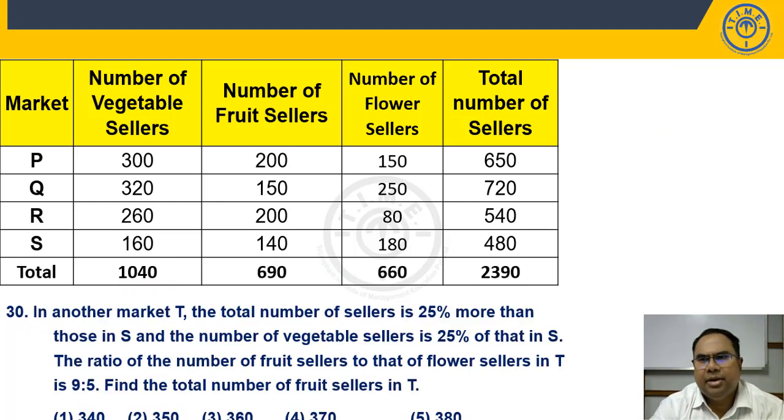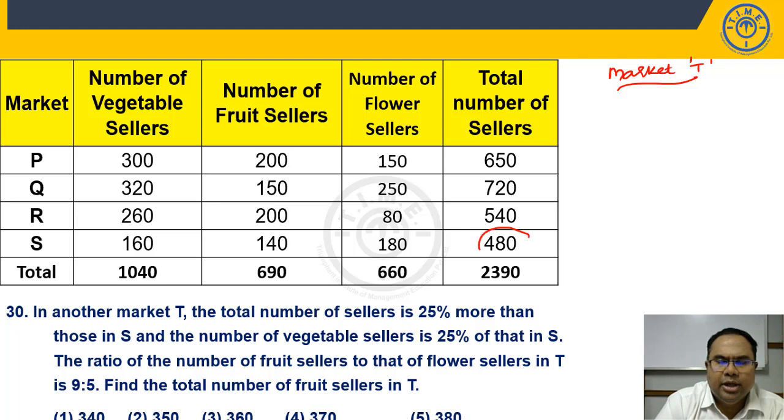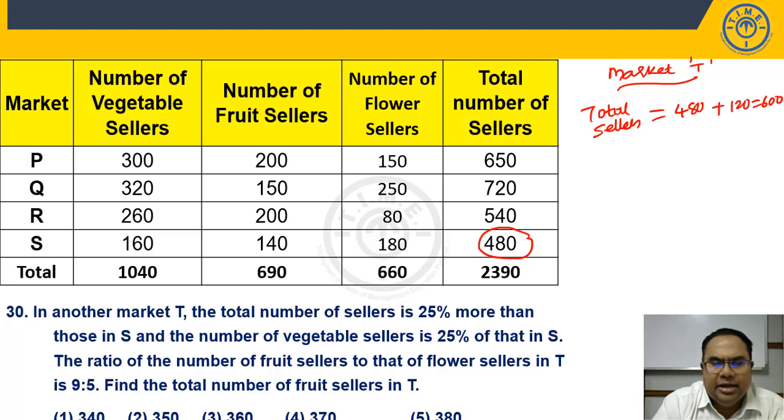Right, he is talking about another market T. We don't have information about T. Let me write down market T. In another market T, total number of sellers is 25% more than those in S. 25% more. S is 480. So total sellers 25% more than 480. 25% means 1/4. 120. 600. Number of vegetable sellers is 25% of S. So it is 1/4 of 160. 40.